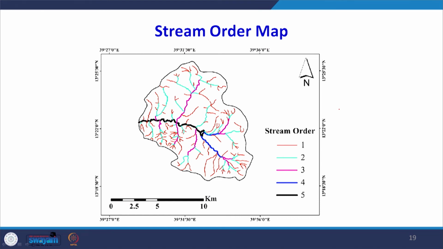Then the hydrologist may be interested in the stream order map. So what is the stream order? The higher the stream order, the better the carrying capacity, and the more water is available in that particular region. So one can see here the stream order map which has been created, and this catchment has streams up to 5th order. The thick one shown in black is the 5th order stream, which has been identified in the region.